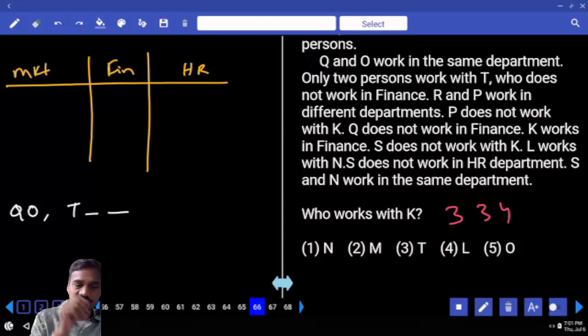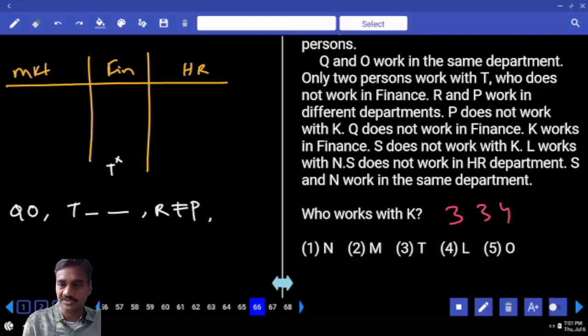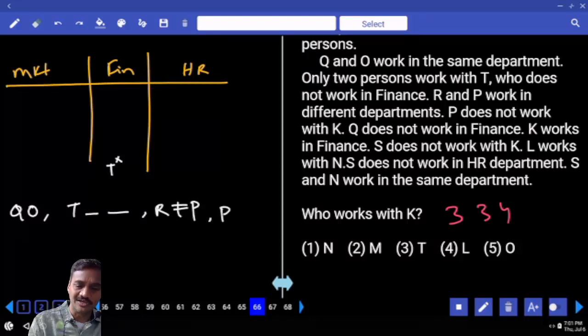T does not work in finance. Next, R and P work in different departments. Both these 2 persons cannot be in the same department. And next, P does not work with K, so P and K are also in different departments.